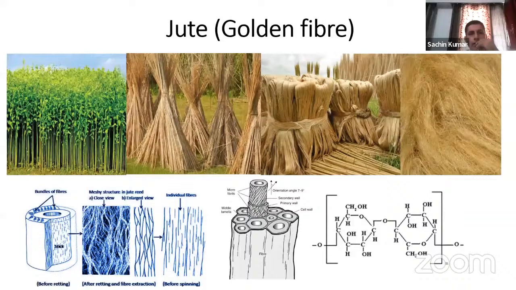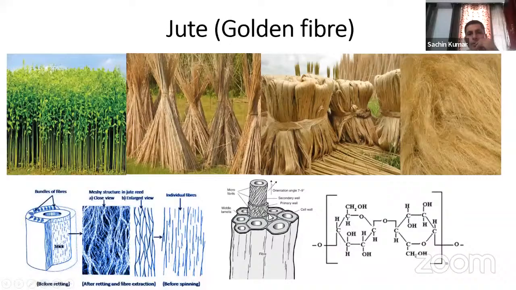You can see its length is around 8 to 10 meters. Then we cut the fibers, and the process of retting is used for loosening the fiber bundle from the lignin component. Then we dry it, and then we extract the fiber, bundle it and sell it. It is again a polygon shape. You can see its cross section, it is also a polygon shape.